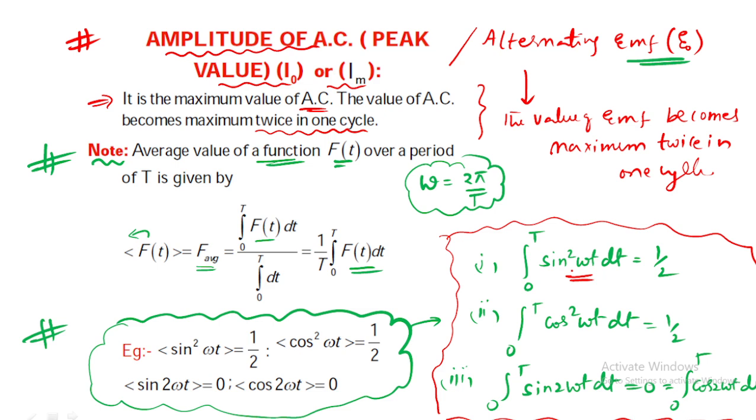Is it done, buddy? Any difficulty? No, right? Shall I move on? Okay. So this relation is important. If I am doing integration of sin square omega t dt, then what is the answer? I will get 1 by 2. Cos square omega t also, what is it? I will get 1 by 2. Sin 2 omega t dt will be what here? 0. Cos 2 omega t, what is the answer here? 0. Clear? Shall I move on?